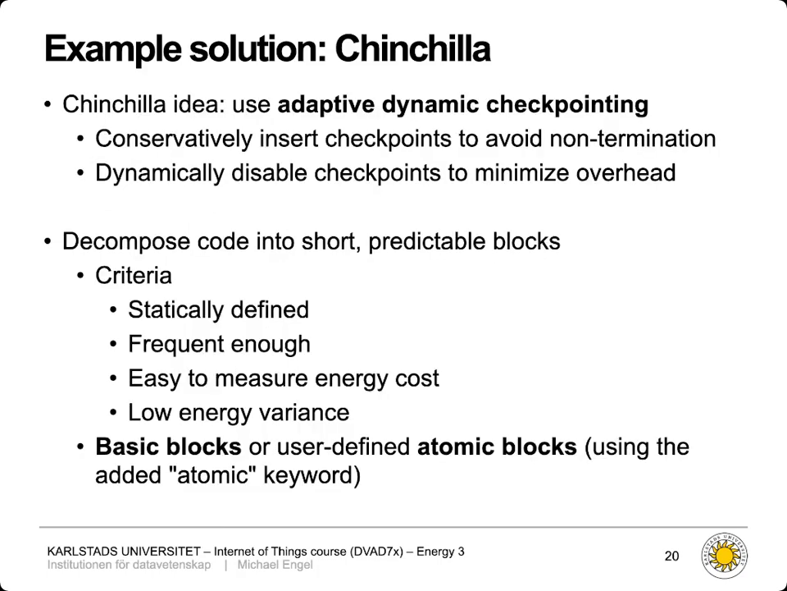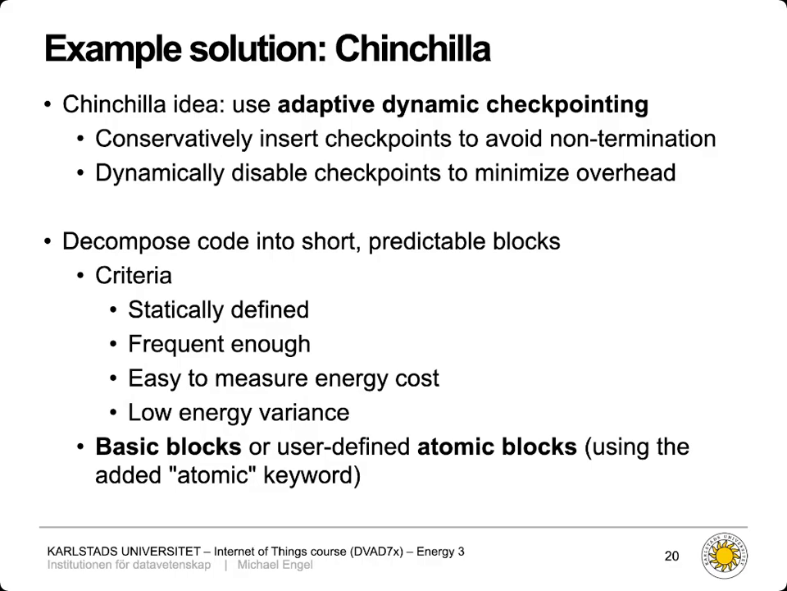So Chinchilla had the idea of using adaptive dynamic checkpointing. We still do dynamic checkpointing, and all the checkpoints are inserted conservatively to avoid non-termination of the program, or the other way around, to guarantee progress and eventually termination. But the idea is that if a checkpoint is not really needed, we don't execute it, and we can dynamically disable a checkpoint at runtime to minimize the overhead.